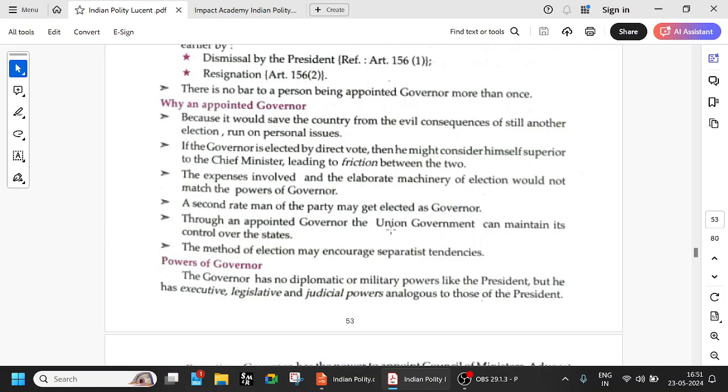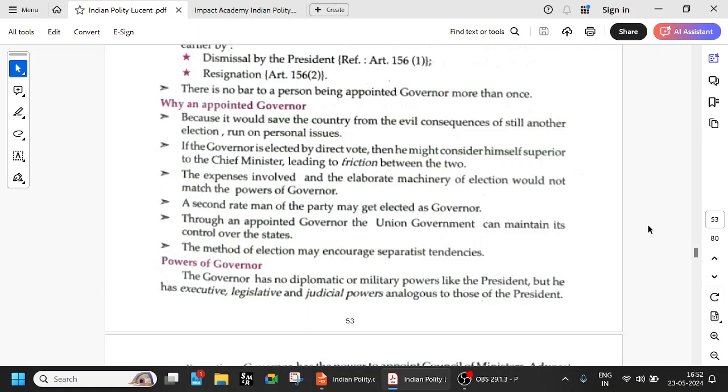So, through an appointed governor, the union government can maintain its control over the states. The method of election may encourage separatist tendencies. So, these are the reasons why we don't go for election for the governor. And a person who has a certain exposure to administration, a certain academic background, who has been in public service for a long time, usually such a person is appointed as the governor.